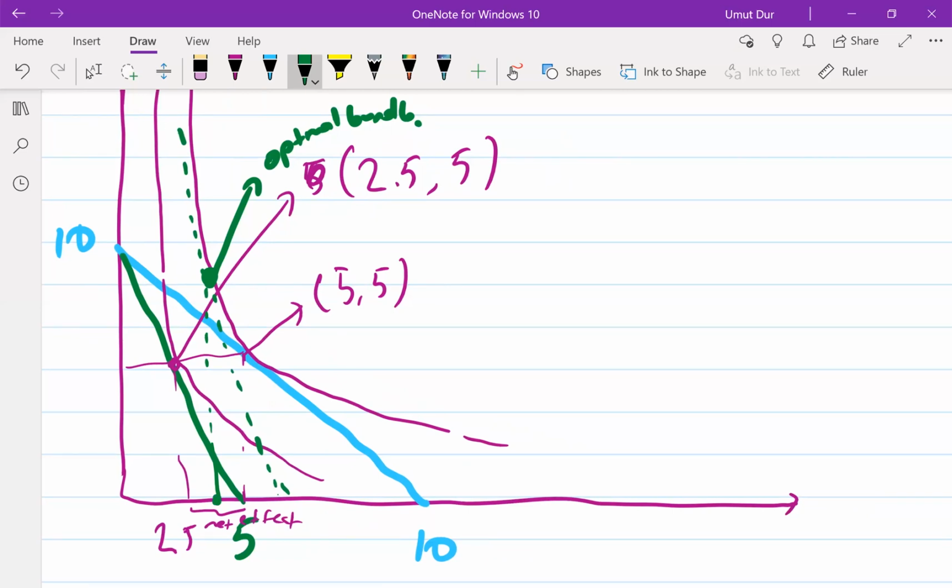This is the point that I'm looking for. So this difference, let's draw it with this part. This will be the substitution effect. Okay, how do I find that?